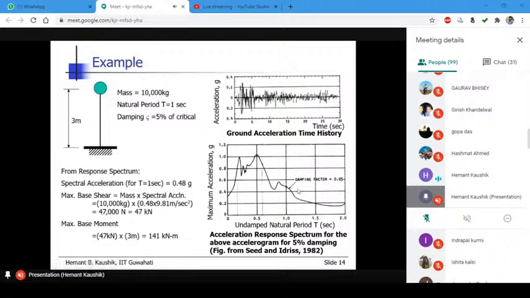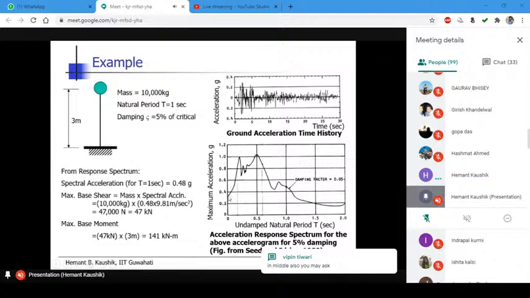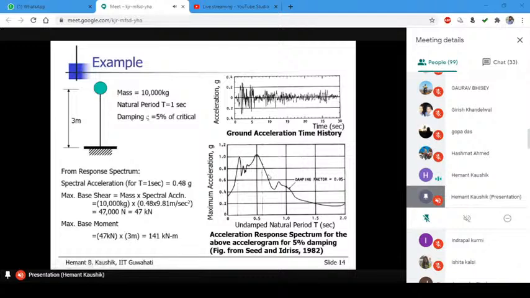This is the acceleration response spectrum I have already developed for 5% damping. You can see here that at natural period 0, it starts from about 0.32, 0.33 g. Look at the ground motion here. What is the peak ground acceleration? How much is the peak value? This is slightly more than 0.3, right? So exactly the same point is shown here, about 0.32, right? And then it increases, almost remains the same, and then it reduces.